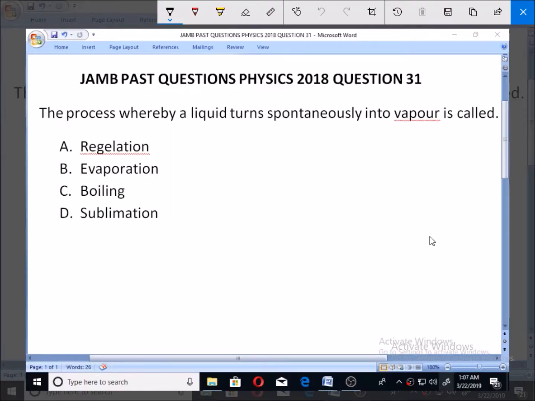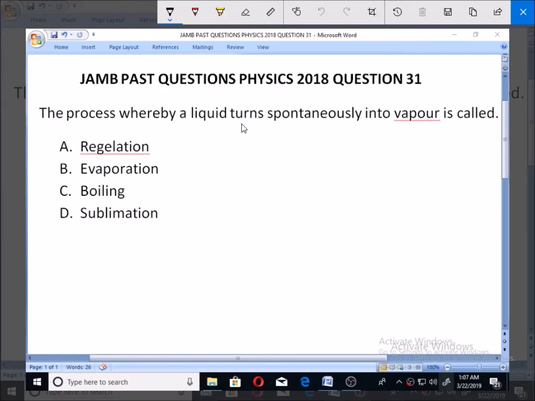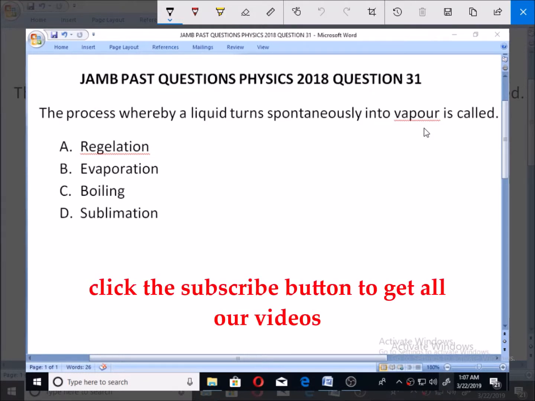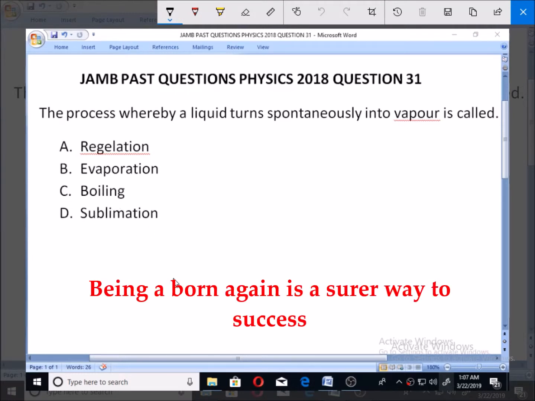Let's look at this JAMB past question for physics 2018, question number 31. The process whereby a liquid turns spontaneously into vapor is called A. Regelation, B. Evaporation, C. Boiling, D. Sublimation. So now, what is the process whereby a liquid turns spontaneously into vapor?